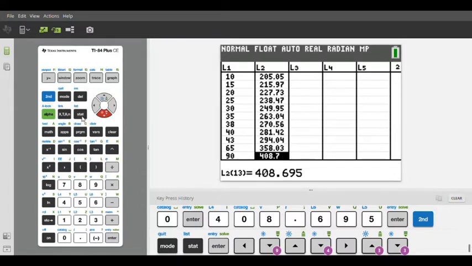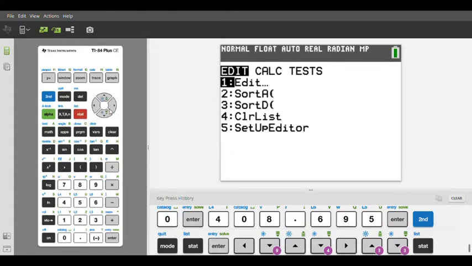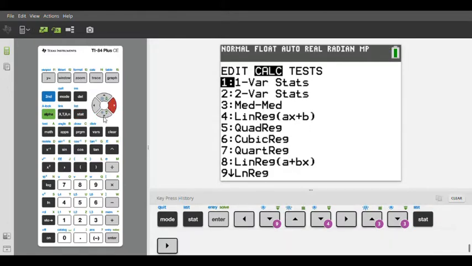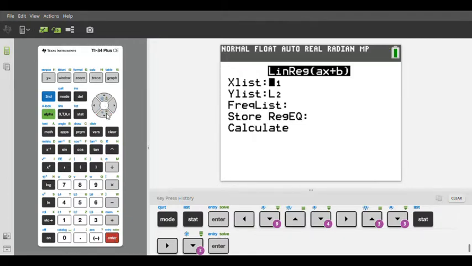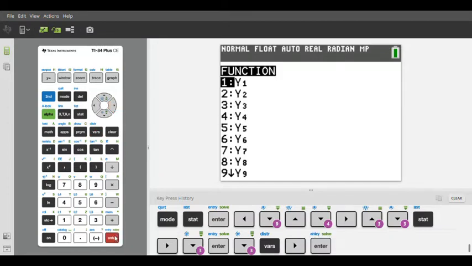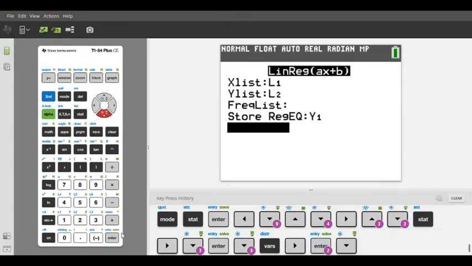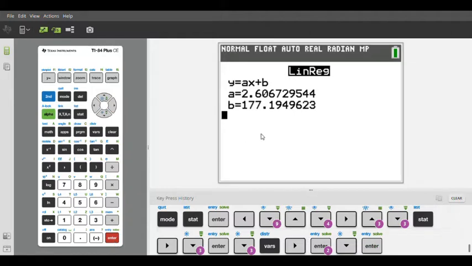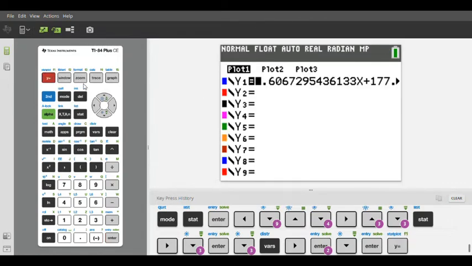Okay, now we've got that done. I'm going to go ahead and find the line for this one. So I'm going to go Stat, Calc, Linear Regression. Okay, I'm going to store it in my Y1, just like we've been doing. Y1, calculate. Okay, so my linear regression line for this is y equals 2.61 approximately x plus 177.19.